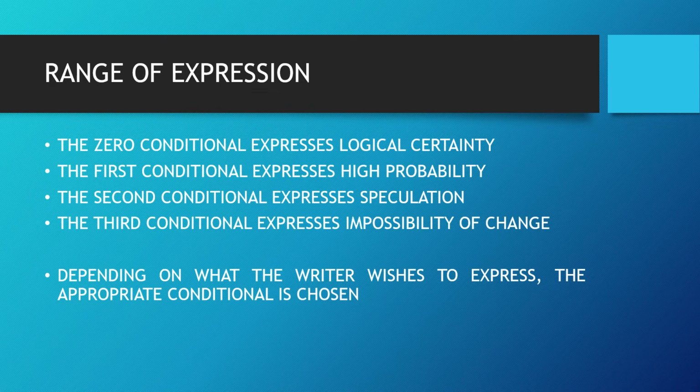So, the range of expression. The zero conditional is used to express logical certainty, scientific truth, laws of nature. The first conditional expresses the high probability of outcome. The second conditional expresses mostly speculation, sometimes advice. And the third conditional expresses an impossibility of change, but regret or relief. So depending on what you want to say, you choose the appropriate conditional and the appropriate verb forms in the antecedent and the conditional clauses.